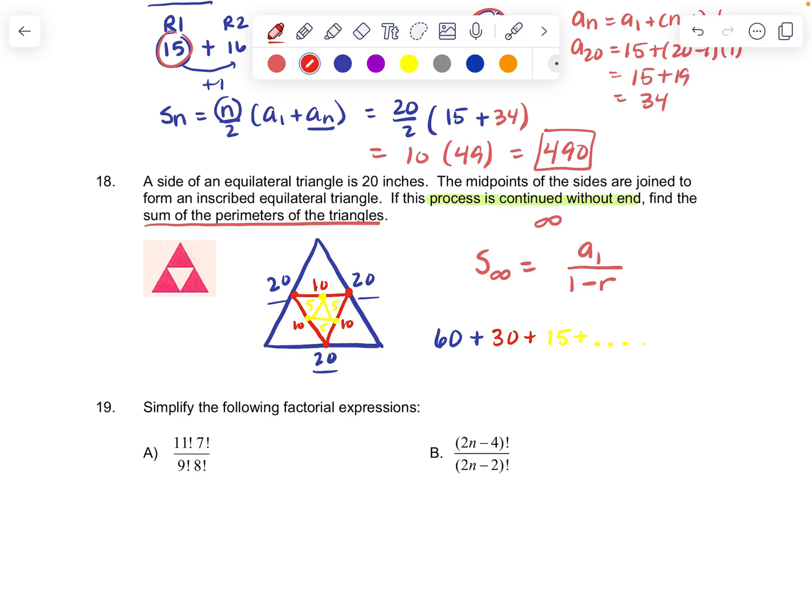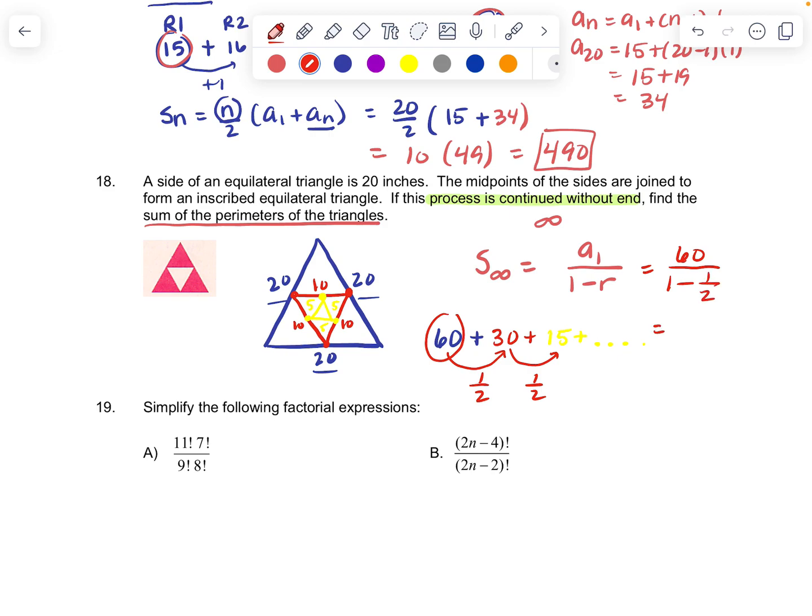Okay, now try to see if you can find a pattern here and plug stuff in. So A sub 1 is your first term, which is 60, all over 1 minus the common ratio. What am I multiplying by to get from 60 to 30? Just multiplying by 1/2, right? 60 divided by 2 is 30. 30 divided by 2 is 15. So I'm multiplying these guys by 1/2. So my common ratio is just 1/2.